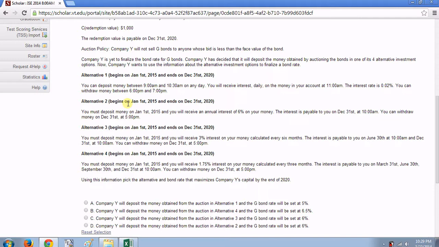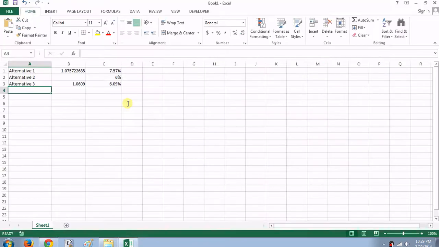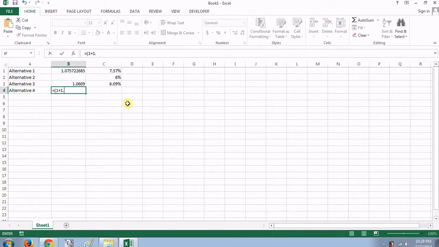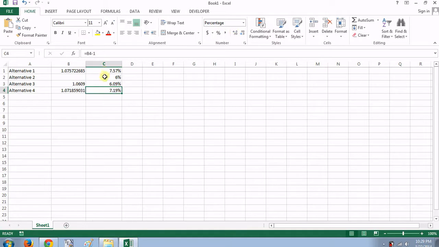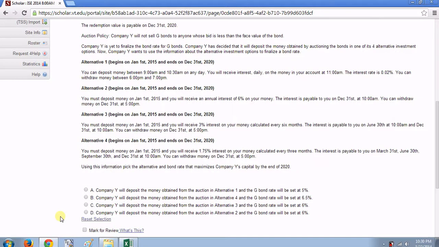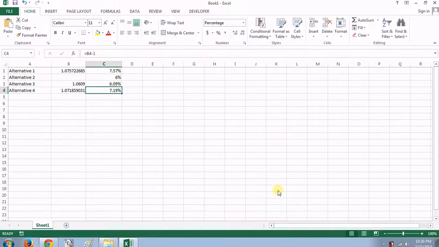Alternative 4 is 1.75% interest calculated every 3 months. So this is 1 plus 1.75% calculated every 3 months. That's quarterly. So how much does that come out to be? 7.19. So there's a competition between alternative 1 and alternative 4. So let's look at the options. Company Y will deposit money obtained from the auction in alternative 1, and the bond rate will be set at 5%.